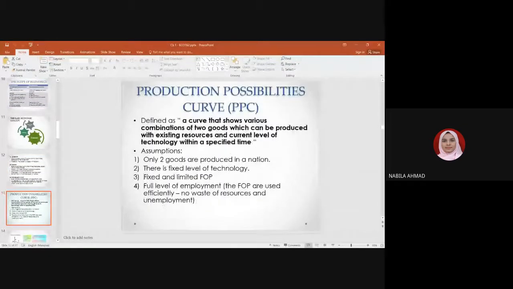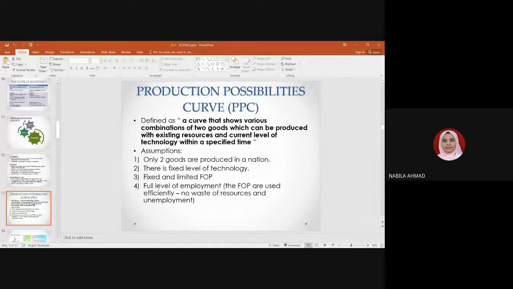So now kita nak tengok production possibilities curve. Right. So these 3 economic concepts can be explained by production possibilities curve. Yeah. Right. So what is production possibilities curve, or PPC? It is defined as a curve that shows various combinations of 2 goods which can be produced with existing resources and current level of technology.